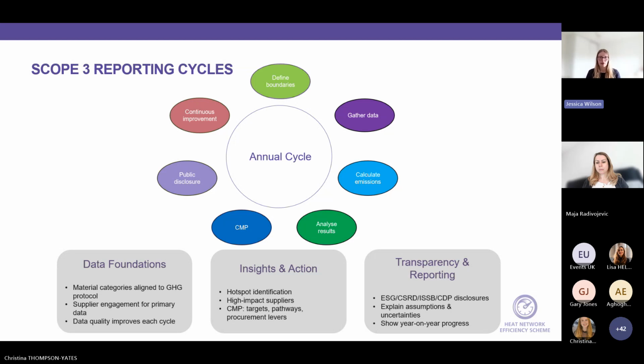So the next steps after you define the boundaries is to gather the data and calculate those emissions from the data in line with the categories of the GHG protocol. These results can then be analysed and you can put together a carbon management plan. This defines how you will reduce your emissions and manage that carbon reduction over a time frame. And typically this is when you would look to set any targets if that's something that you would like to do. An option is then to publicly disclose these results.